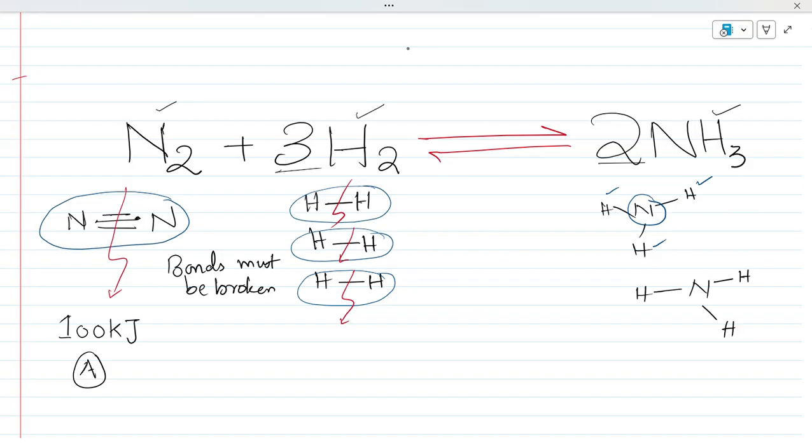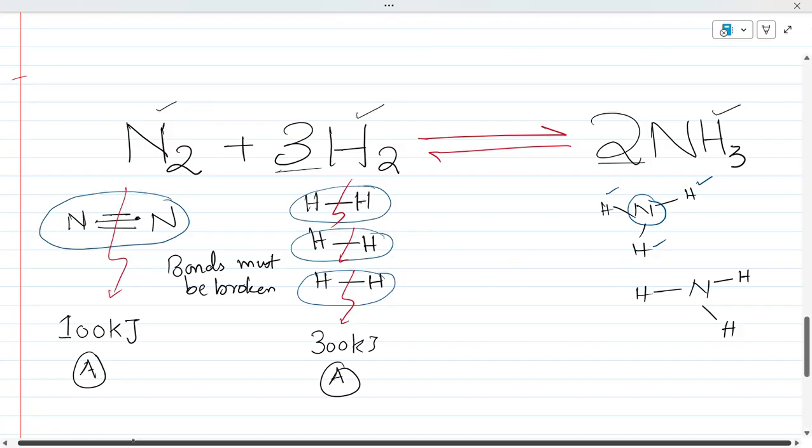In the same way, for all of the hydrogen molecules, when the bond was broken down, there was 300 kilojoules per mole energy required to break their bond. So for all of the 3 moles, it is 300 kilojoules. This energy is also absorbed energy. So overall, if we sum up the total energy absorbed, it is equal to 100 plus 300, a total of 400 kilojoules.